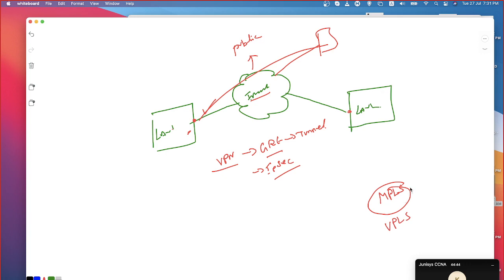The key difference between MPLS and VPLS is that VPLS is a layer 2 circuit, whereas MPLS is a layer 2.5 or layer 3 circuit. That's how we used to say that. So typically layer 2.5 is where your MPLS is operating. Okay, so that is what the provider and enterprise managed VPNs are. Any questions? You can ask me now.